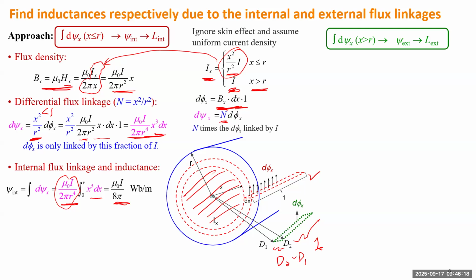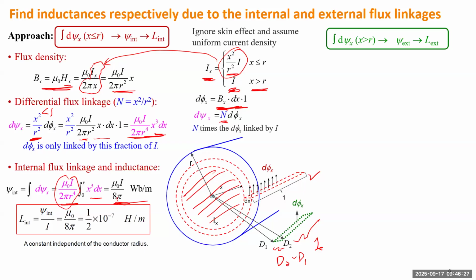All right, so this result doesn't depend on the dimension of the conductor at all. If you divide this one by the total current, this will be the inductance due to the internal flux. So this one has no dimension.